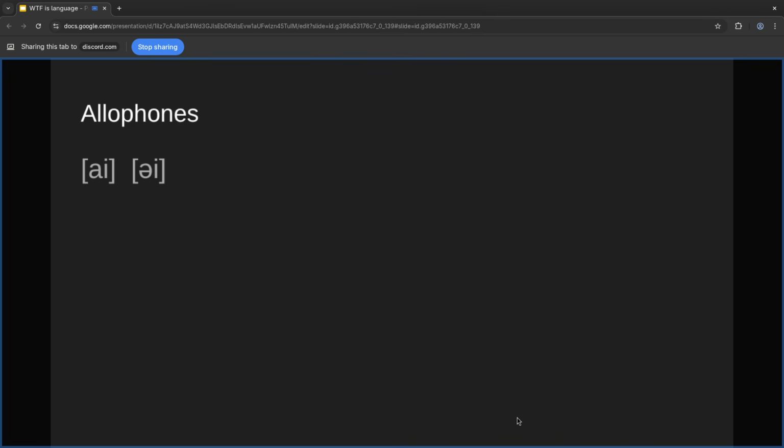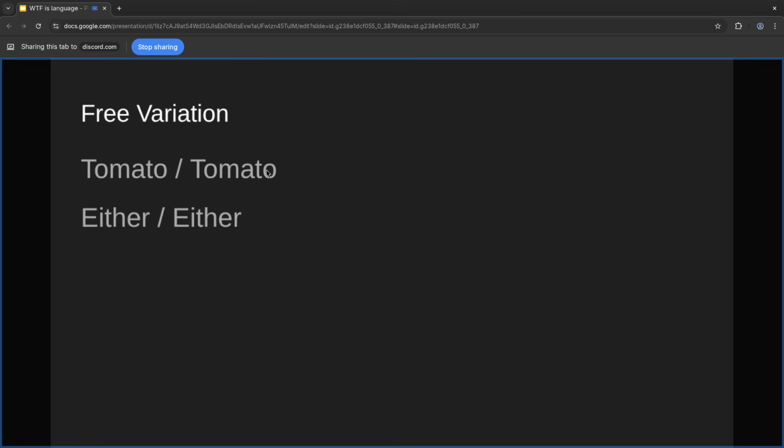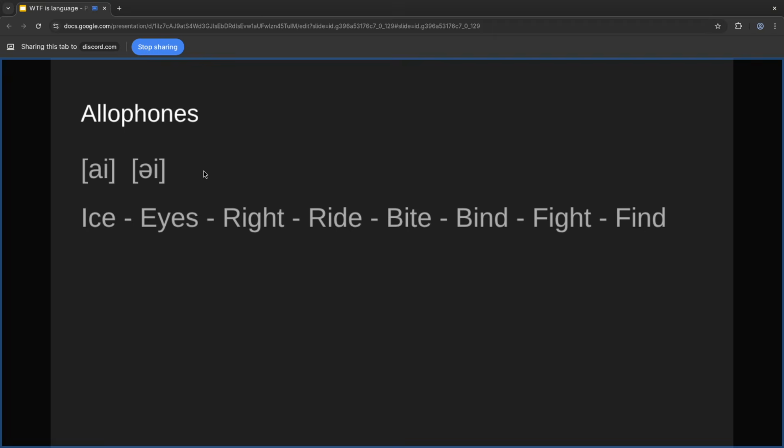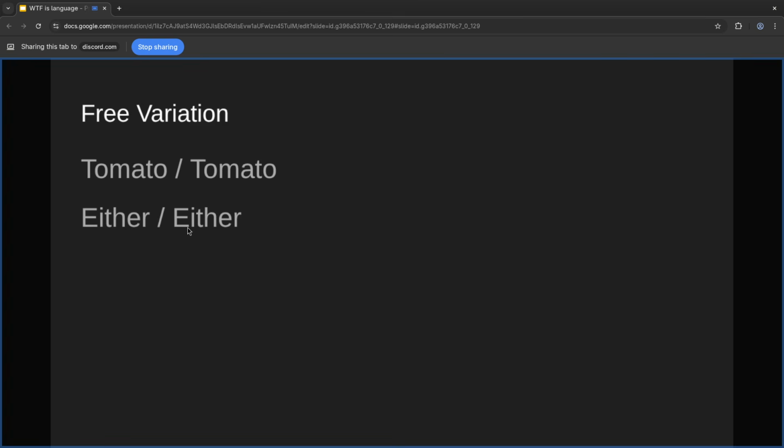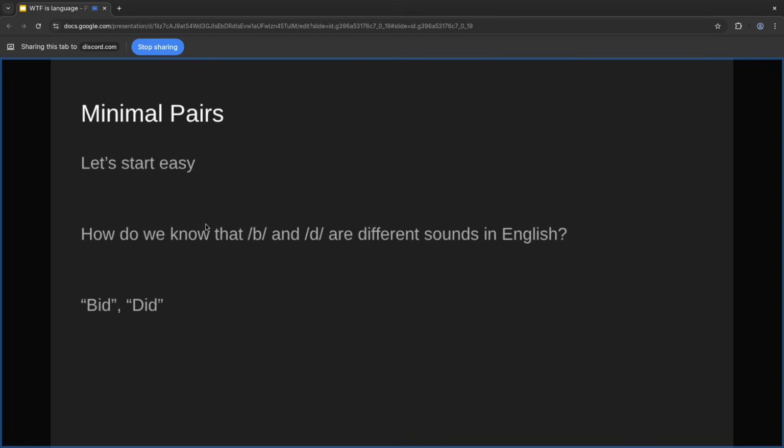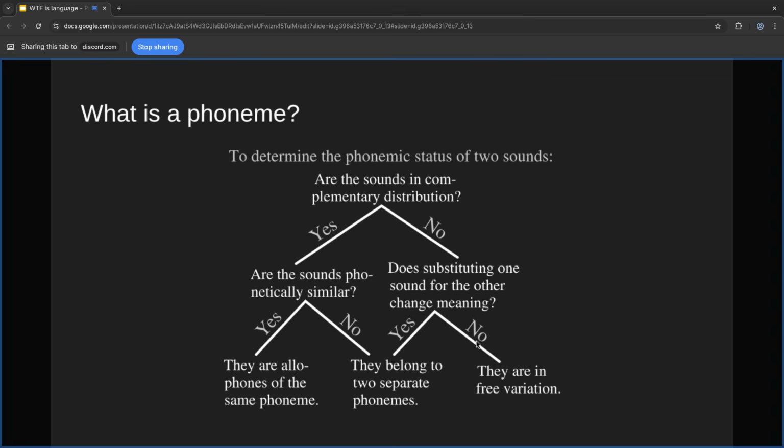The third case here is free variation. I think tomato is a bad example, but I think this is a proper example in British English, or received pronunciation if you want to use the fancy term: tomato versus tomato, because in my dialect no one ever says the other one. But a good example for American English would be either versus either, again having to do with I versus E. No, but there is a minimal pair. Wait, hold on, I think that's a bad example. Sorry, okay, nix that. I lied on that slide. That's not true, because substituting one sound for the other can change meaning for some words, and for that reason E versus I are not the same phoneme.